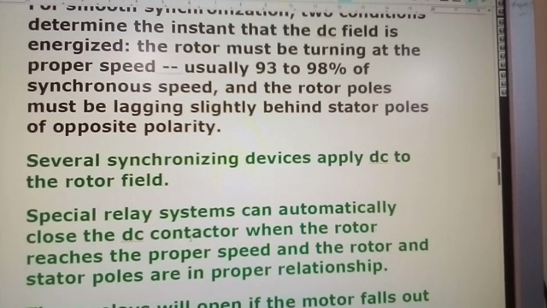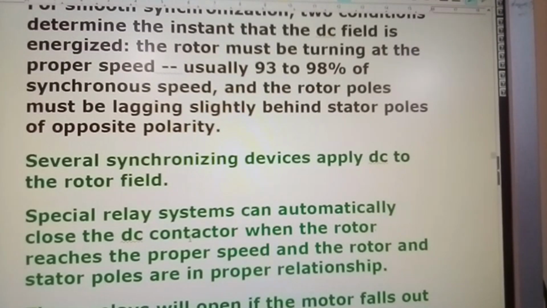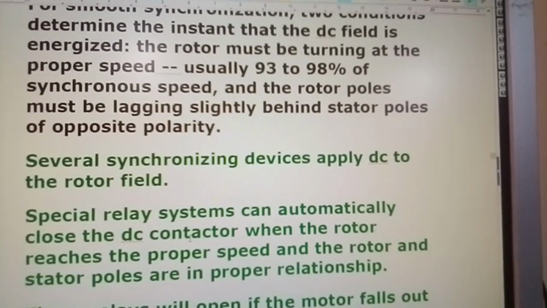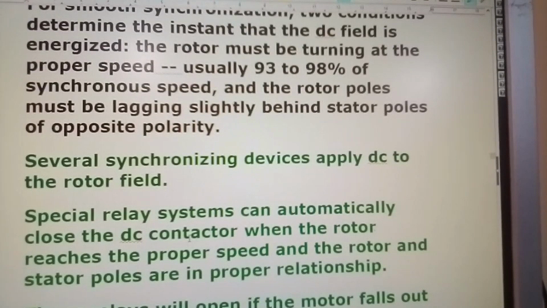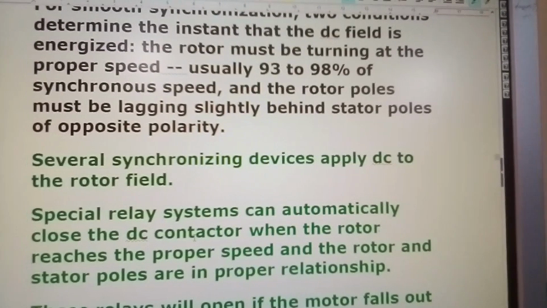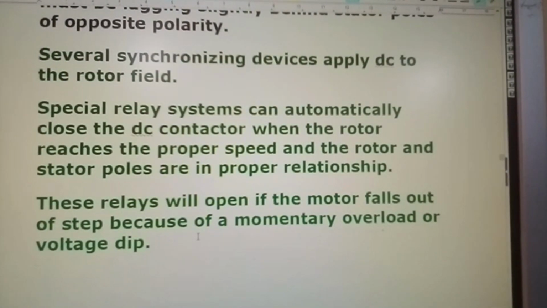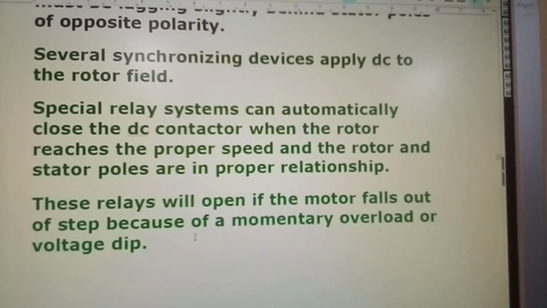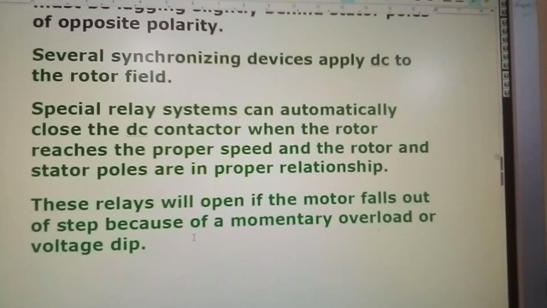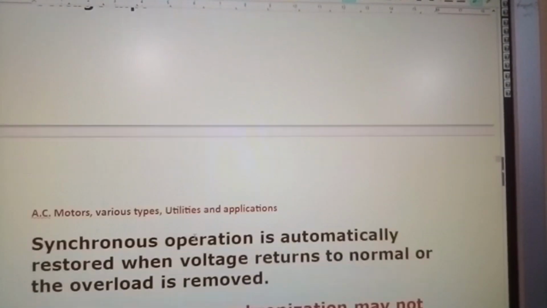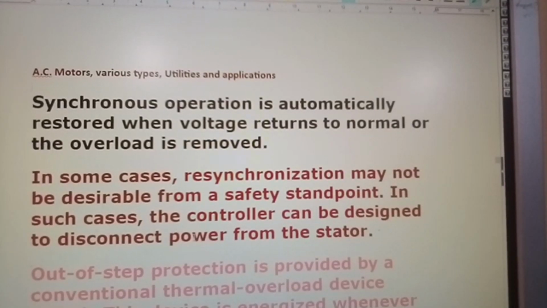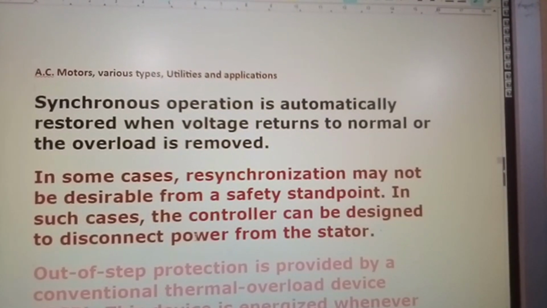Several synchronizing devices apply DC to the rotor field. Special relay systems can automatically close the DC contactor when the rotor reaches the proper speed and the rotor and stator poles are in proper relationship. These relays will open if the motor falls out of step because of a momentary overload or voltage dip. Now, synchronous operation is automatically restored when voltage returns to normal or the overload is removed.